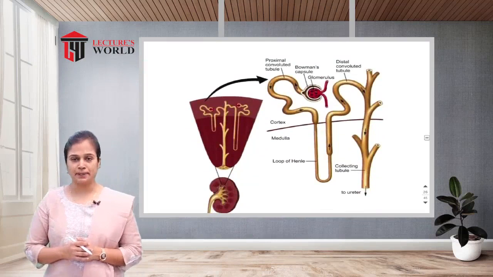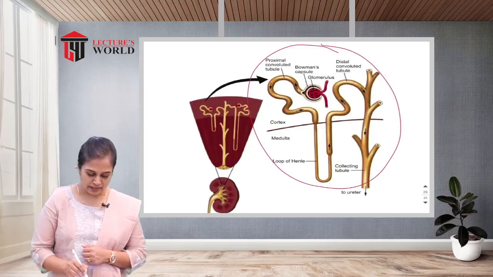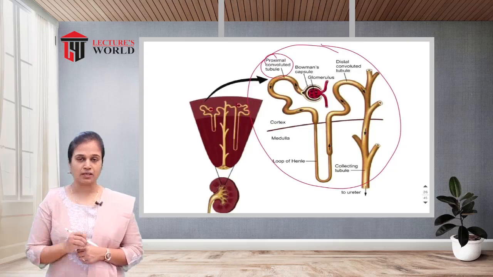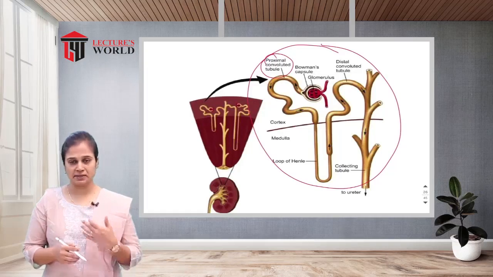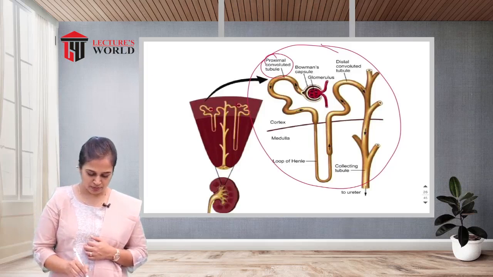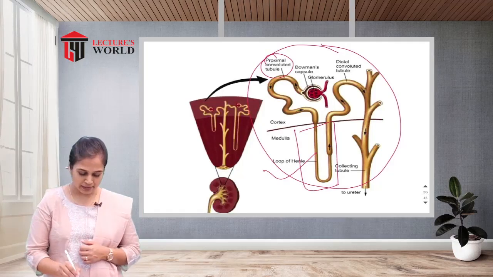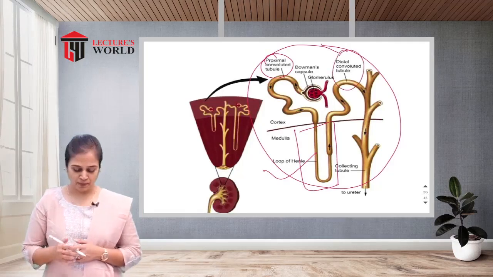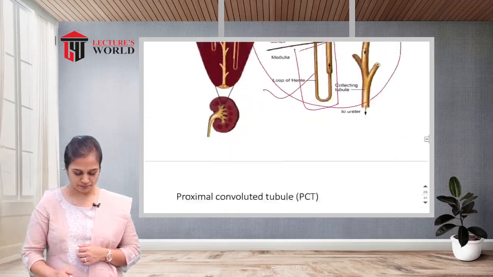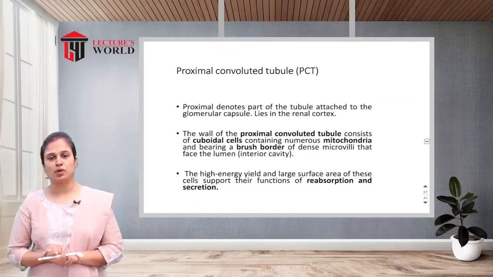You can see in the image, this is the nephron, right? And this is the proximal convoluted tubule. The meaning of proximal is the near one. This portion is called the loop of Henle, and distal means the far, so that is the distal convoluted tubule. First we will talk about the proximal convoluted tubule.